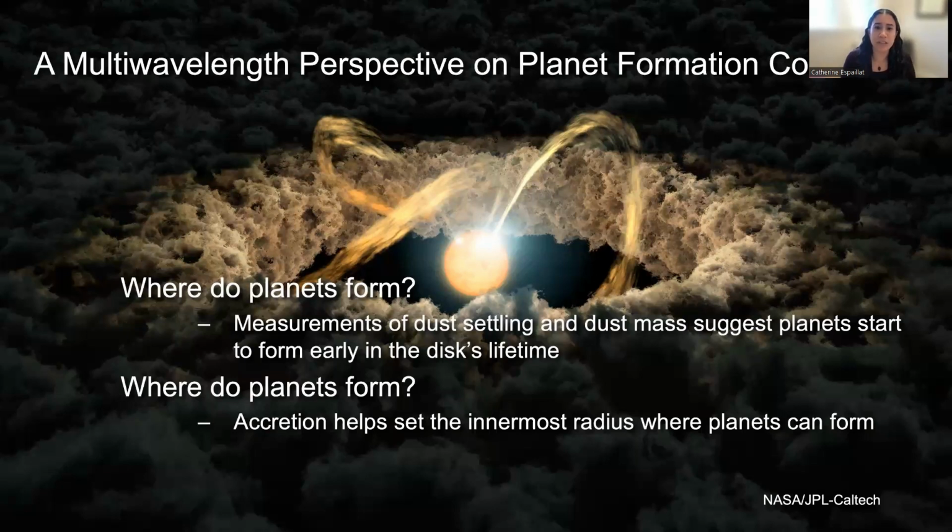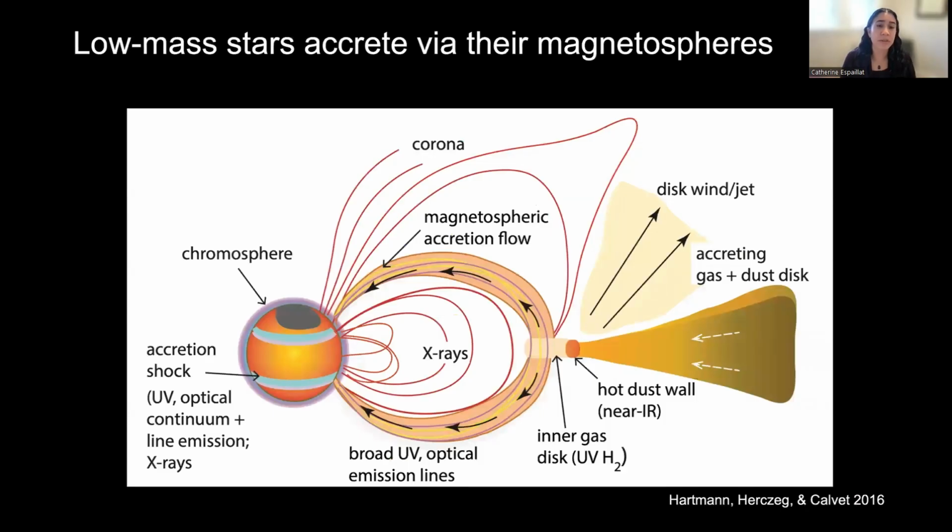All right, and then the next question is, where do planets form? Here, focusing on the innermost part of the disk, closest to the star, accretion plays an important role in setting the innermost radius of the disk. We're zooming in on a few stellar radii from the star, about 5 to 10 stellar radii. Here we have the inner rim of the dust disk, where the temperature is very hot and the dust sublimates, but within that, gas can still travel inwards towards the star.